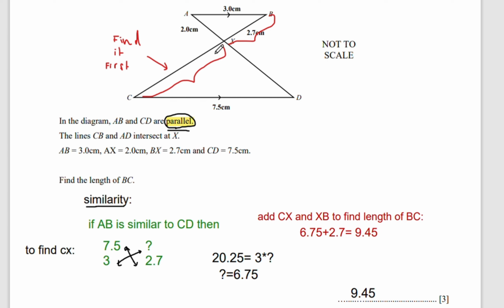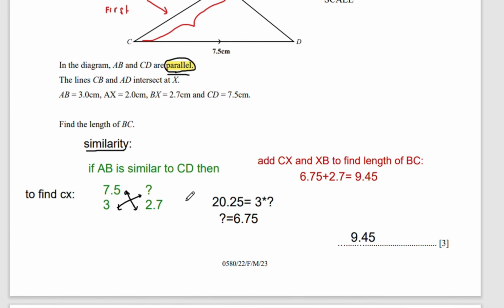So start with finding CX. If CD is 7.5 and AB is 3, then what's the value of CX if the corresponding side is 2.7, which is XB? So here I made a cross multiplication. Here 7.5 is to 3. What is the value of CX if XB is 2.7? Cross multiply: 7.5 times 2.7 and 3 times the unknown.